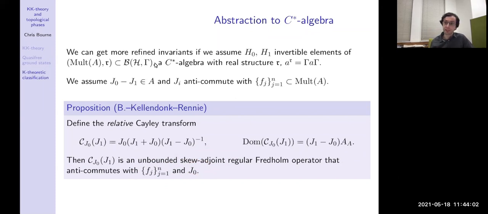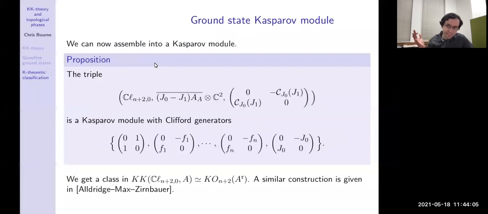Now, with my last minute, all the pieces are in place, so I can assemble everything into a Kasparov module. Again I use this relative Cayley transform. I need to double it up to deal with the grading, and I also need to make it self-adjoint, so I put a minus sign on one of them, which gives me an extra Clifford generator. It acts on this space with these elements acting on the left as Clifford generators, which then anti-commute with this operator. That gives me a class in this KK-theory group.